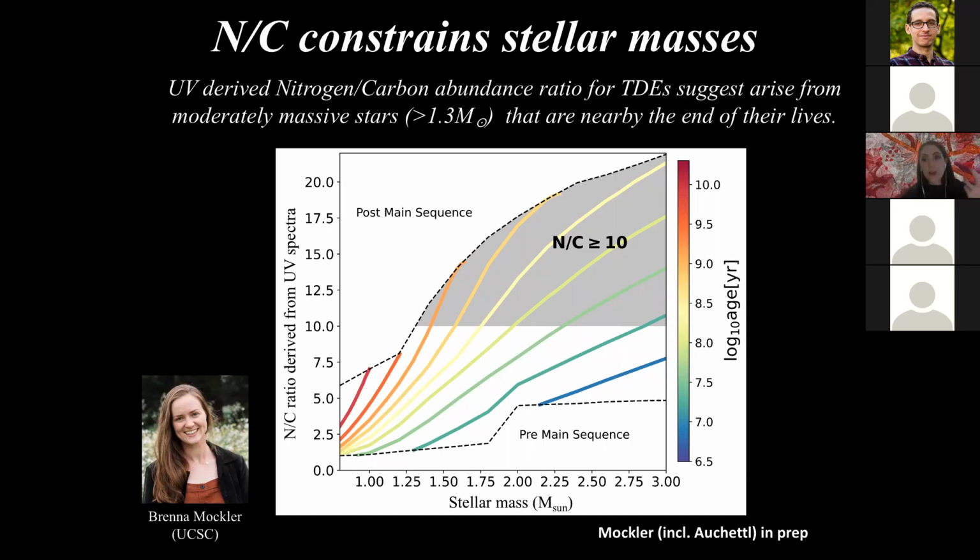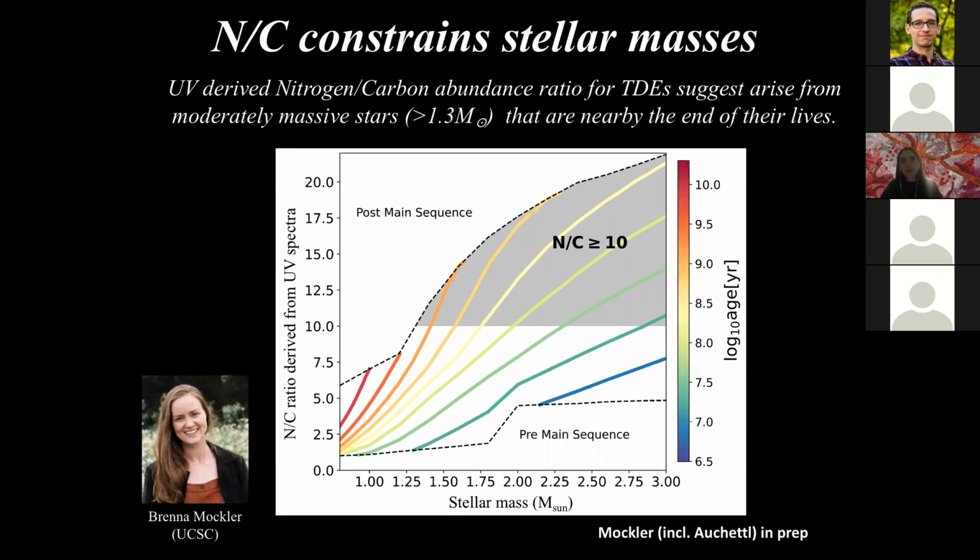And this allows you to constrain the masses of the disrupted stars. What we've plotted here is the stellar mass, shown on the bottom, as a function of the fallback debris composition, or the nitrogen to carbon abundance ratio, which we have here. And this is for a main sequence star at a range of stellar masses and ages, while the gray shaded region corresponds to the nitrogen to carbon ratio derived for different TDEs using their UV spectra. So that's what we get on constraints from here.